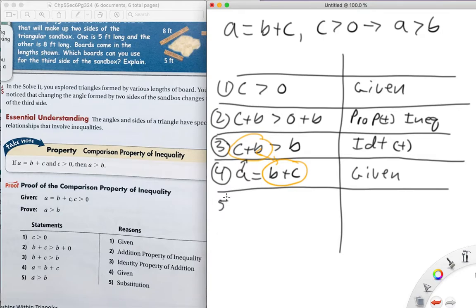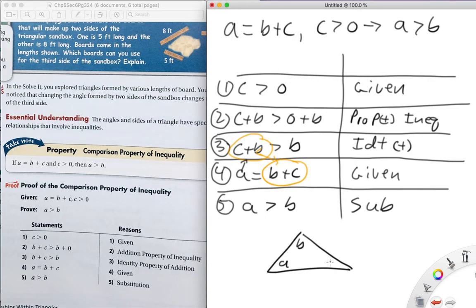So for my fifth step, I'm going to have A, which takes the place of B plus C, is greater than B. Substitution. So what does this mean in terms of triangles? Let's say we have a triangle A, B, and C in terms of angles. It also works in terms of sides as well. I'm just using angles for example.